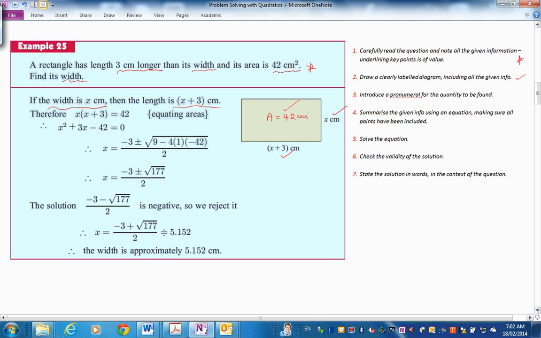So that all the information is contained in that diagram, so you don't forget anything. Now, introduce a pronumeral, we've done that. Summarise the given information using an equation, making sure all points are included. They've given us the area, so let's work out an area formula over here: x times x plus 3, length times width, is 42, and we have a quadratic.